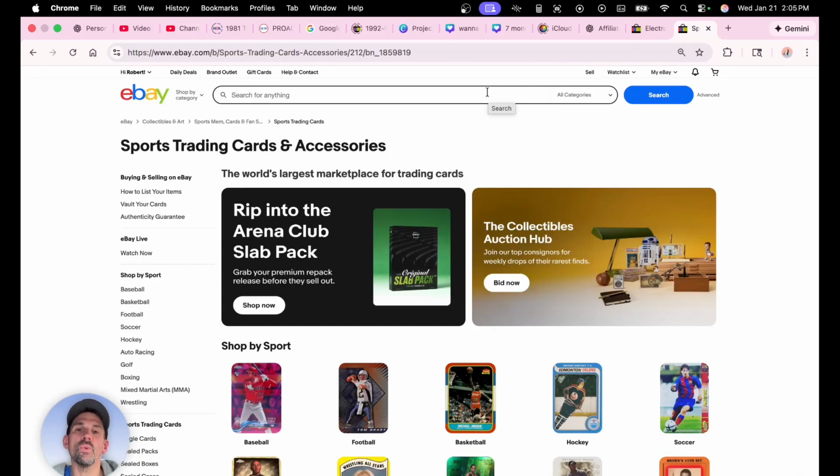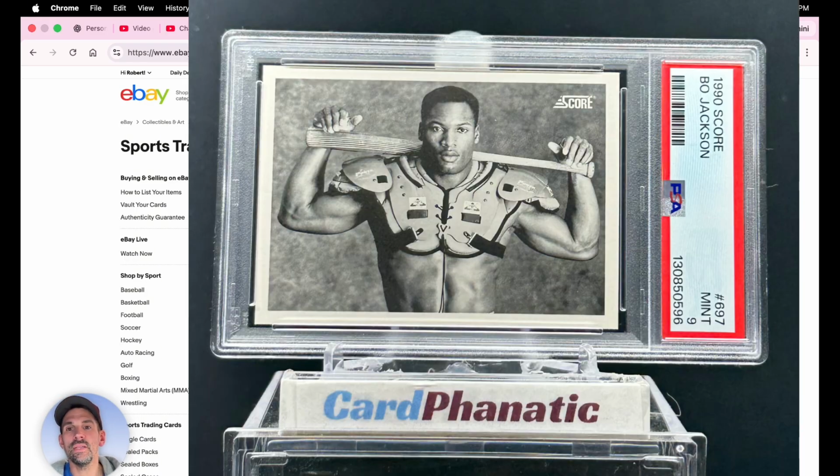Ever try to find the value of your sports card only to get lost in a sea of unhelpful Facebook comments? So let's take the guesswork out of what these cards are worth and let's take a look at the numbers. For me, the easiest site to go to is eBay. In this case, I'm taking a look at this 1990 Score Bo Jackson.